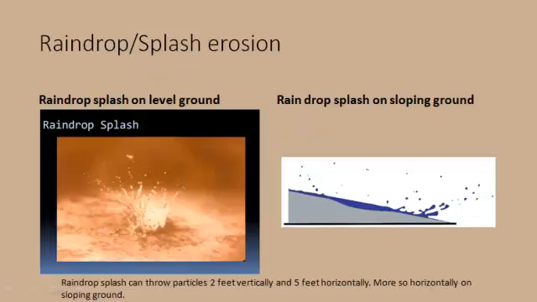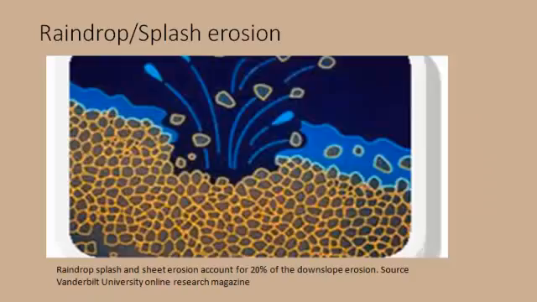Now, raindrop and splash erosion is the beginning of the water erosion process. And the takeaway here is the raindrop splash can throw the soil up to 2 feet vertically and 5 feet horizontally. And if you're on a sloping soil, it throws it a lot more horizontally. And here's another picture that shows, you notice the crater created by the raindrop impact. And you see more soil particles thrown down slope than up. And then as the surface is sealed, that sheet of water moves the broken soil aggregates down slope.